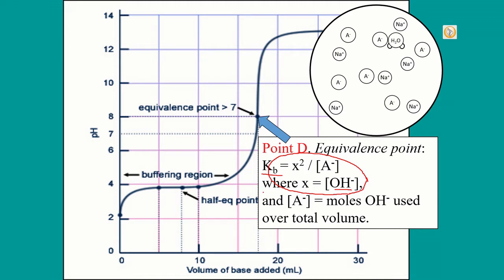If we continue on here, you can see that A minus is actually combining with water. It's ripping off a hydrogen, and you have a little bit of that HA left, and OH minus is made, which is how the base functions in the water. So essentially, when you reach the equivalency point, it is a saltwater solution. It is no longer an acid, it is now a saltwater solution.